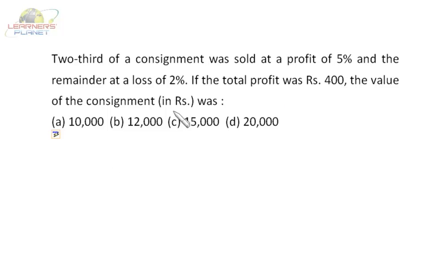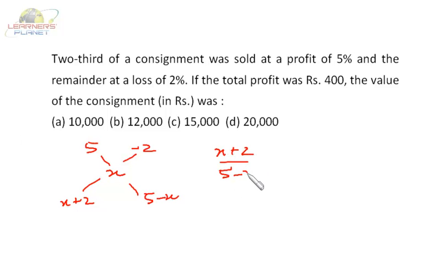Now, some portion is being sold at 5% profit and remaining at 2% loss. So it's -2 since it is a loss. Overall, there is X% profit. So it is 5 minus X and X minus -2, that is X plus 2. Now this is 2/3 part and this is 1/3 part. That means the ratio between these two is 2:1. So X plus 2 over 5 minus X is 2. We can calculate the value of X. X plus 2 is equal to 10 minus 2X. So 3X is equal to 8. X is equal to 8 by 3%.